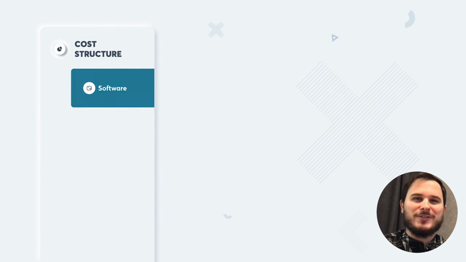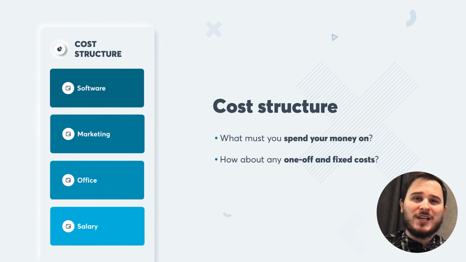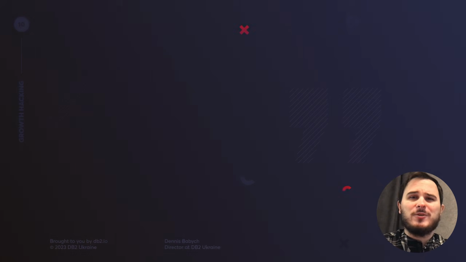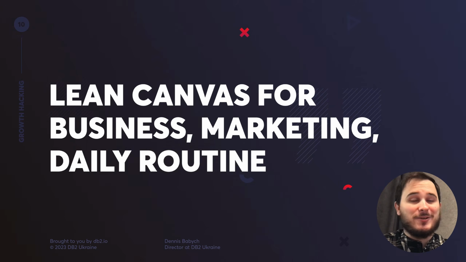Now, onto the cost structure block. Map out all your potential expenditures for the next 6 months when filling in this block. Remember that you can use the Lean Canvas business plan for more than just your business or startup. You can even use it for everyday activities, like running a YouTube channel.